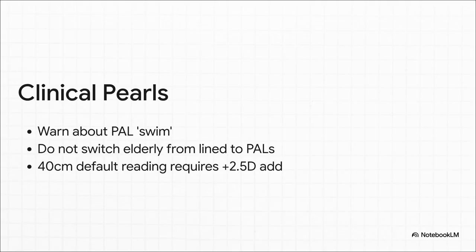Also, listen carefully on this one. Never ever switch an elderly fall risk patient who is perfectly used to a lined bifocal into a PAL. The peripheral distortion can literally cause a dangerous fall. You have to take that risk incredibly seriously. Finally, for any OCAP calculation you face, always start with that 40 centimeter default reading distance, which instantly gives you a plus 2.5 diopter demand to work from.